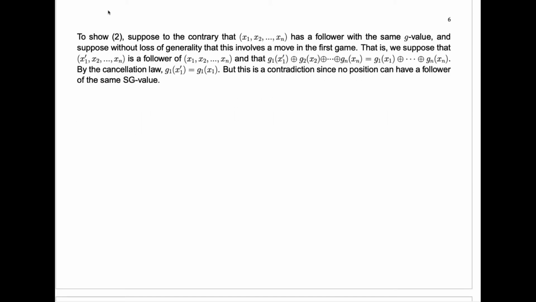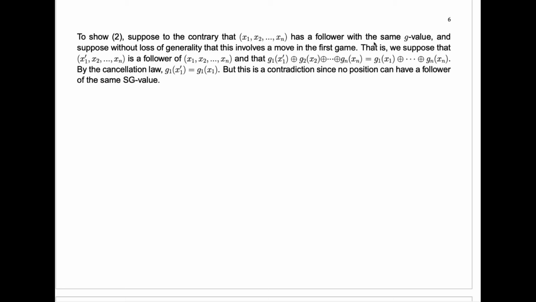To show part 2, what was part 2? That part 2 said that when you make any legal move, you have to lessen the value of this new function g. You can't keep the same value of g. Suppose to the contrary that starting from our position, this n-tuple x1 through xn, there were a follower with the same g value.